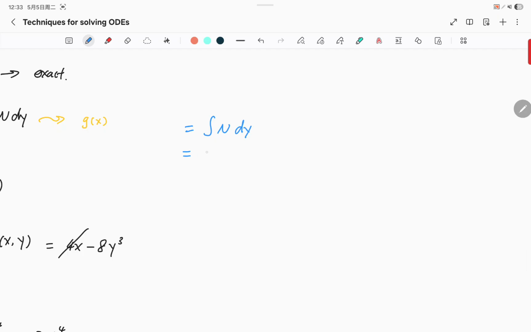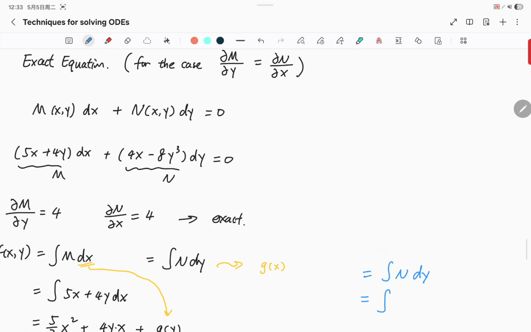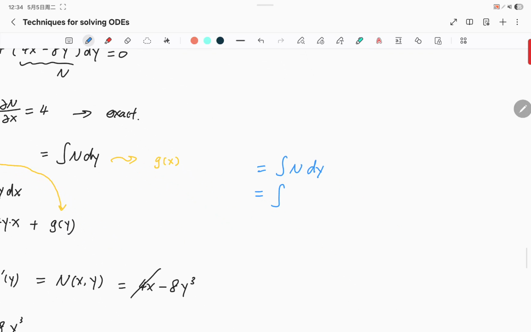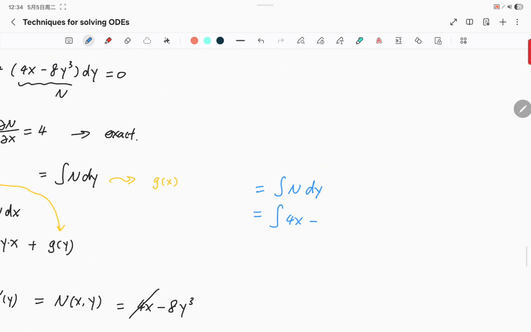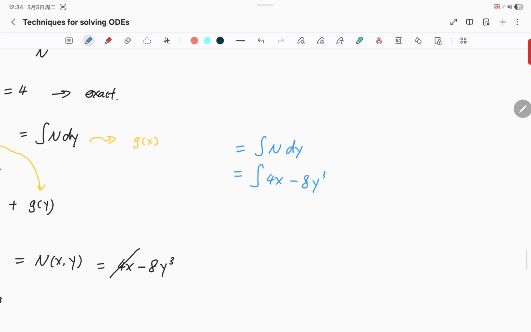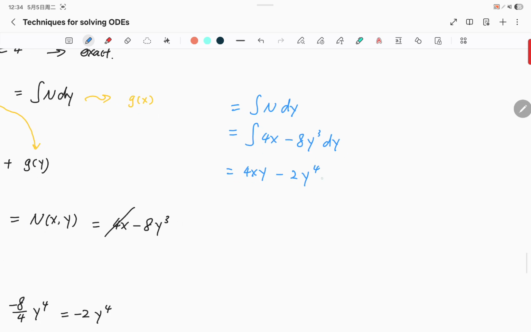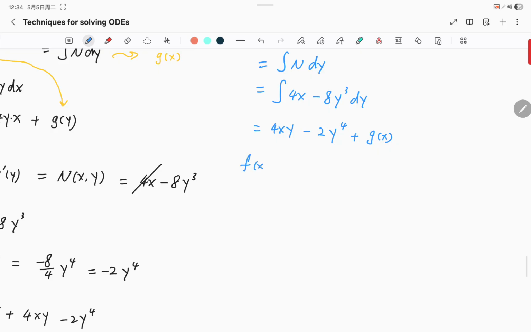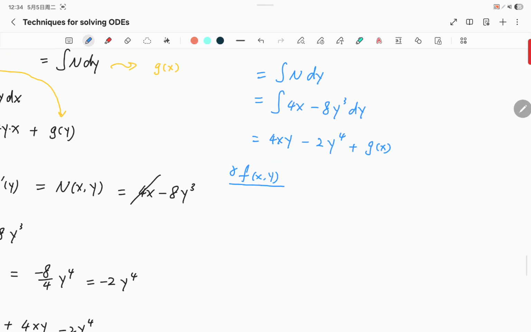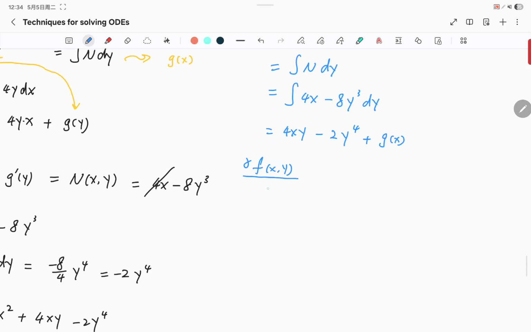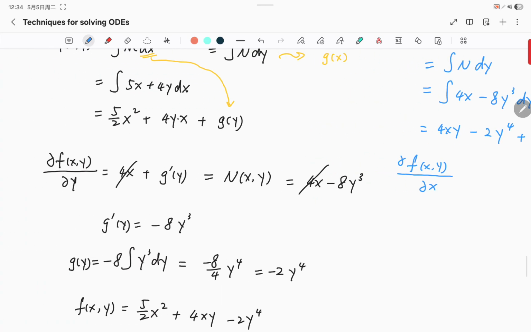And we got 4x minus 8y cubed dy. So 4xy minus 8 divided by 4, 2y to the power 4, plus g of x. And then we're going to do f_x(y) partial differentiation. Since we did dy here, then this must be dx, right? Opposite to this.